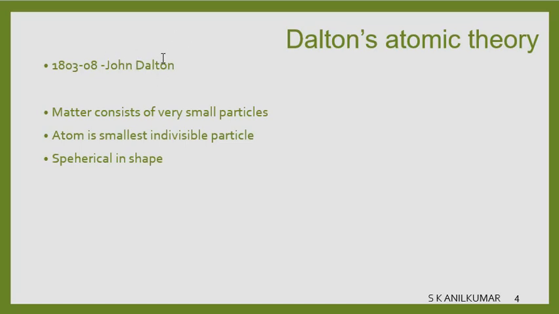What did Dalton say? John Dalton did the research on atoms between 1803 and 1808. He said matter consists of very small particles. The atom is the smallest indivisible particle, and it is spherical in shape. So for his research in 1803 to 1808, Dalton found that matter consists of small particles, and the indivisible particle is called an atom. It is spherical in shape, right?